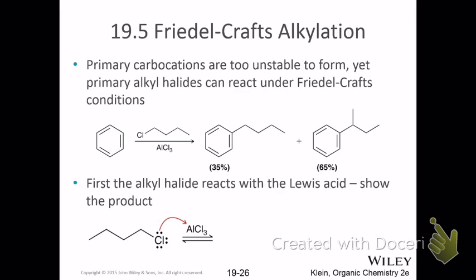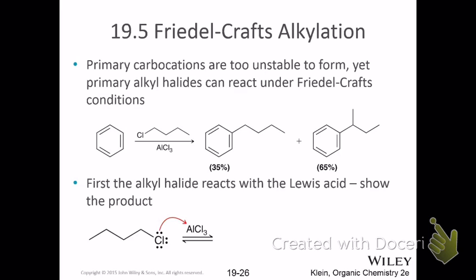Yeah, so here's the problem. You don't form a carbocation on a primary alkyl halide, but the problem is you still get rearrangement. So if you use a primary alkyl halide and you try to form this product, the majority of your product usually ends up being the secondary alkyl group rather than the primary alkyl group.